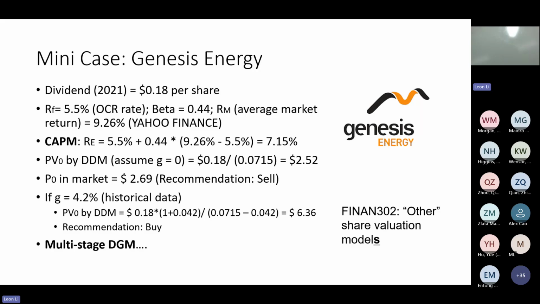What might give you different result. Zero growth to sell, constant growth to buy, and you might consider multi-stage DDM model, right? So share valuation is very difficult because we need to make some assumption. The dividend is not a constant, all right? So this is the problem.